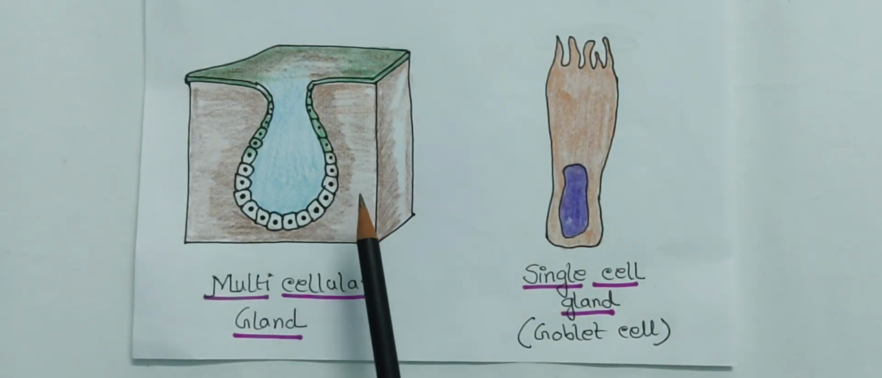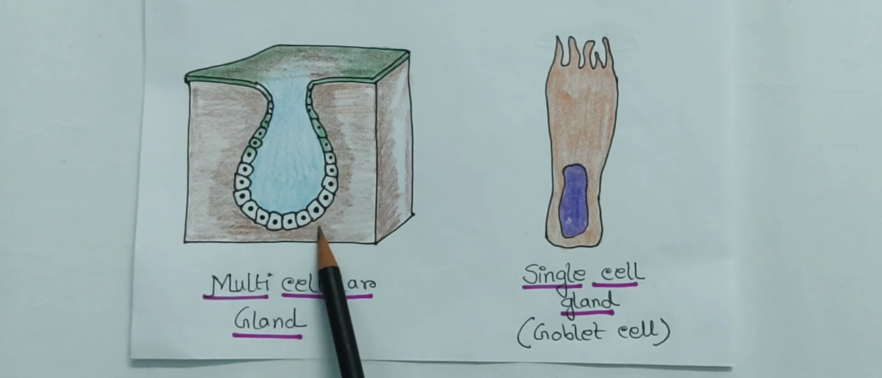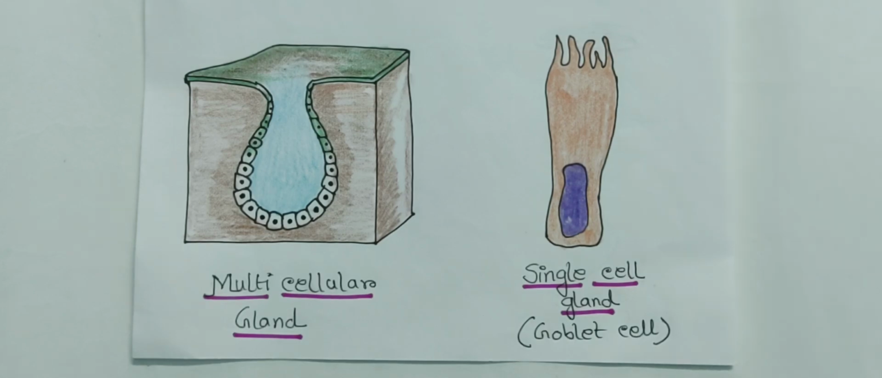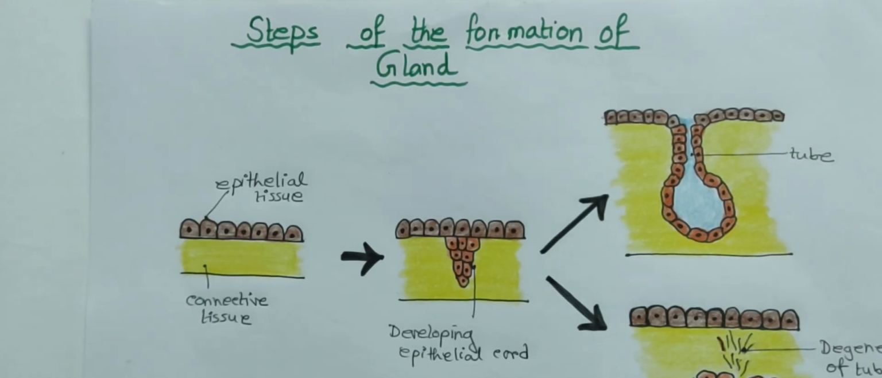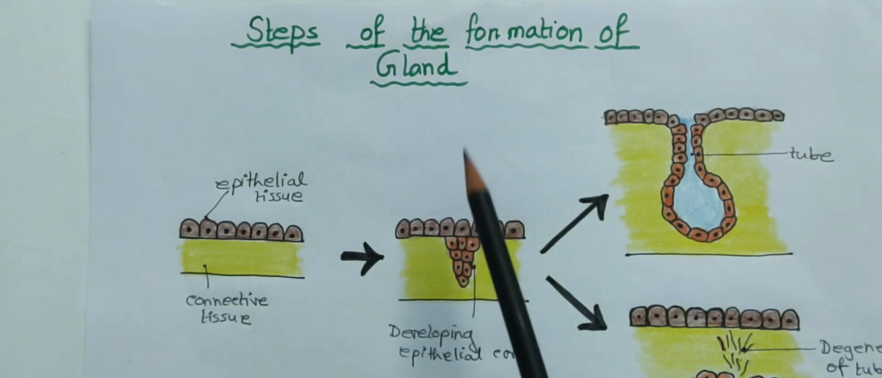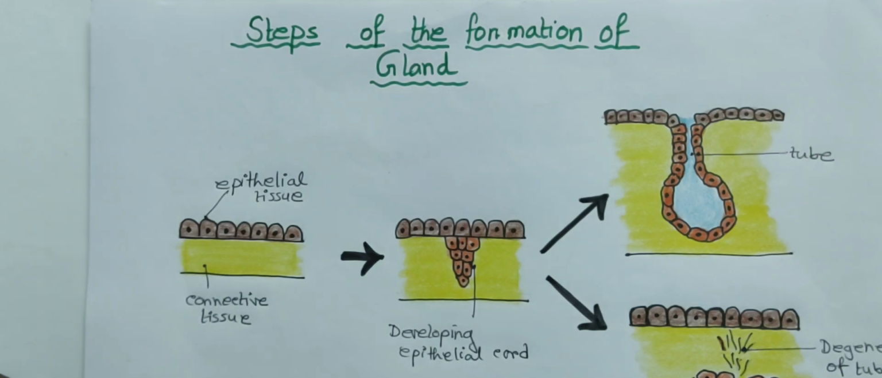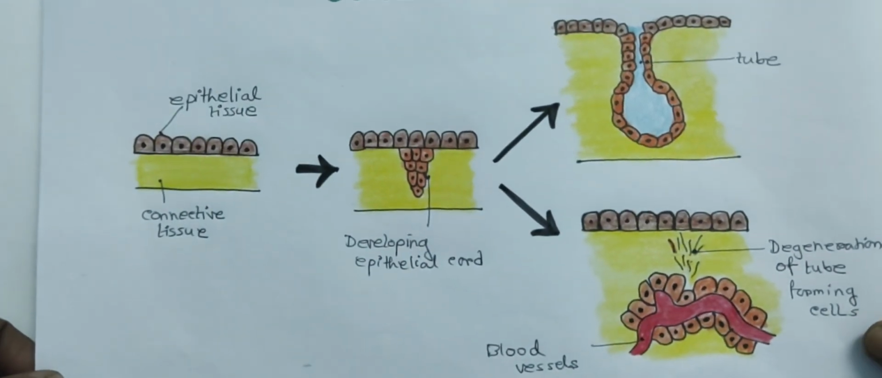The multicellular exocrine gland is classified into two types, simple and compound. I am showing you a chart. Before coming to the types of multicellular exocrine gland, here I am showing you the steps of the formation of glands, how the exocrine and endocrine glands are formed.